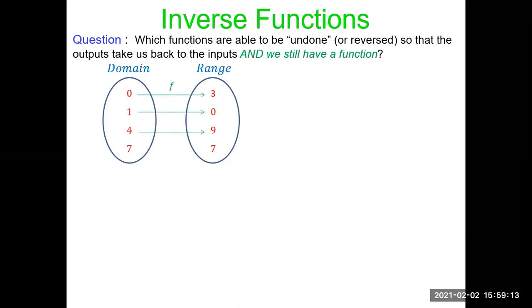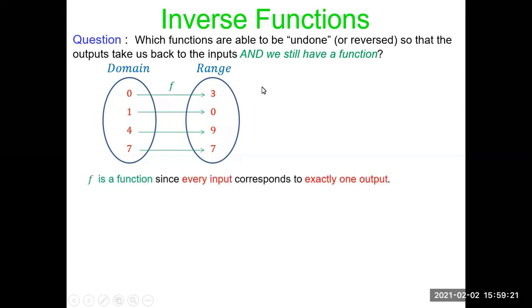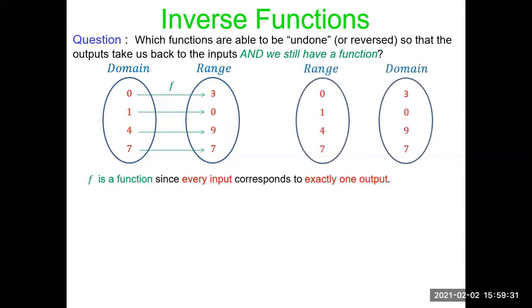each value in the range, then that would imply that each of the inputs for the domain give me a particular output for the range. And that's why we know that f is, of course, a function, since every input corresponds to exactly one output. Now, if this function has an inverse, that would mean that each value in the domain becomes an output, while each value in the range becomes an input.